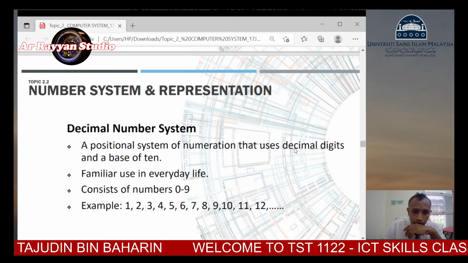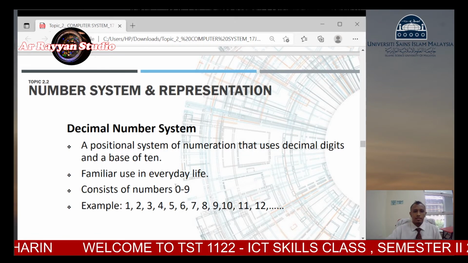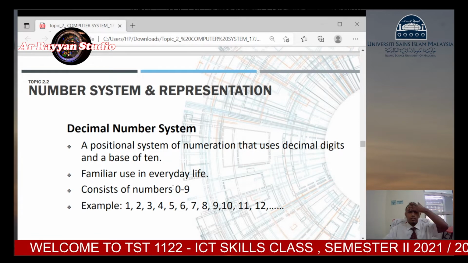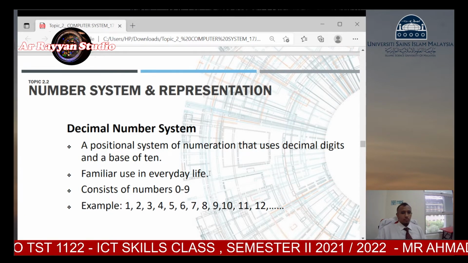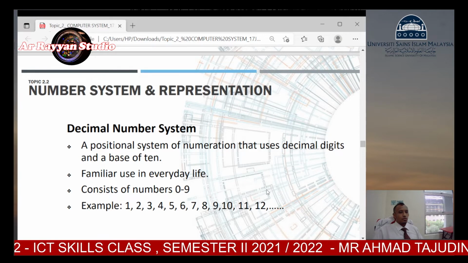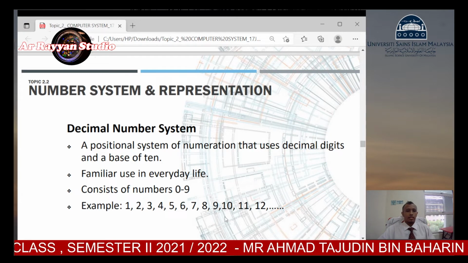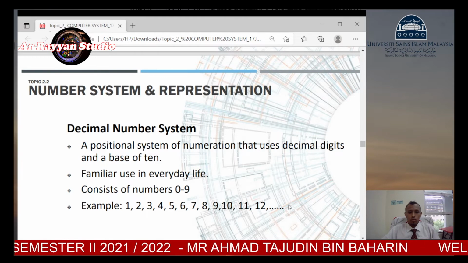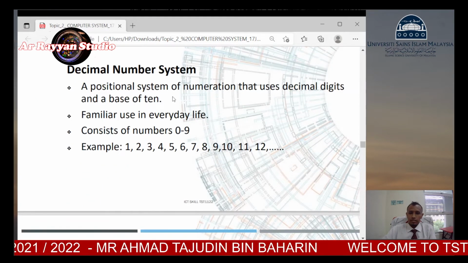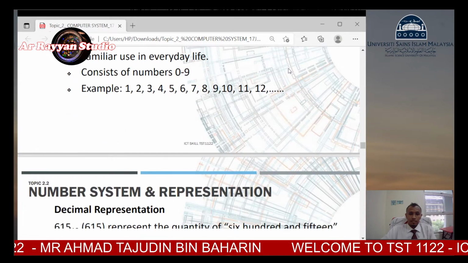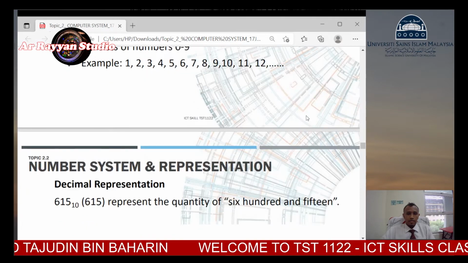Okay, next we go for decimal number, right? Decimal number actually is familiar, the normal numbers that you use in everyday life. It consists of numbers from 0 to 9. Example 1, 2, 3, 4, 5, 6, 7, 8, 9, 10, 11, 12, 13, 14, 15. That one is, we call it as a decimal number. Macam saya sebut tadi lah. Okay. Nombor biasa tu kita kenali sebagai decimal number.